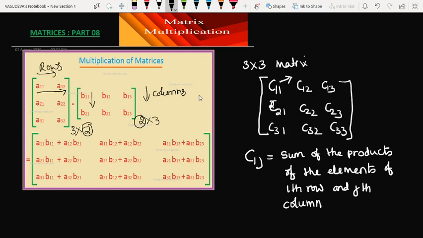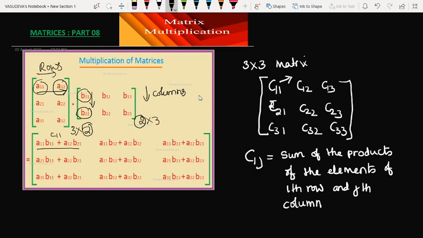So that will become what? A11 is multiplied with B11. So A11 into B11, plus, since we are saying sum of the products, A12 multiplied with B21. So plus A12 into B21. So C11 is over. This is C11.